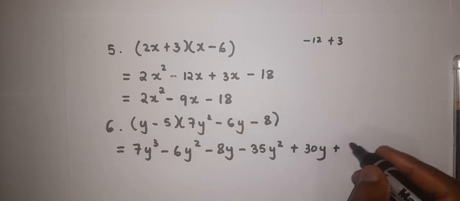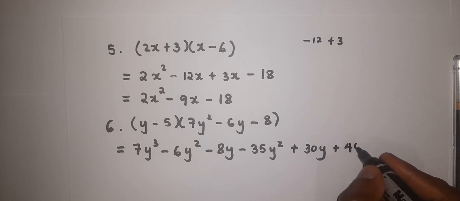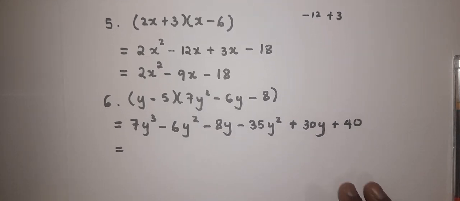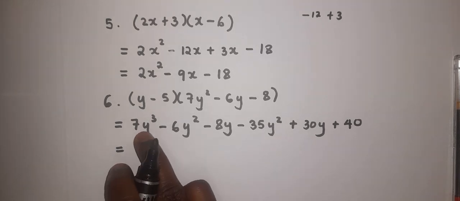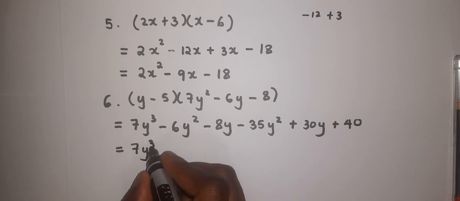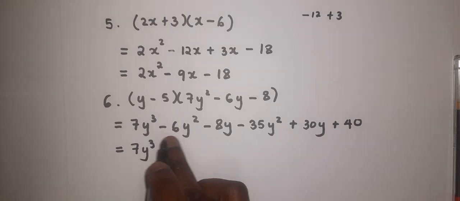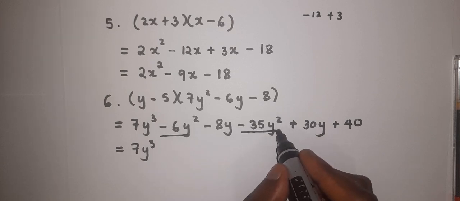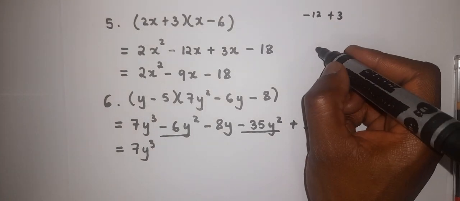And then 5 times 8, we get our 40. Again, you would see that the aim is to remove brackets. After removing brackets, you collect like terms. Anything with a cube, it's only this one. You bring it down: 7y cubed. Anything with a square, we have -6y squared. We have -35y squared. So it means those are like terms.